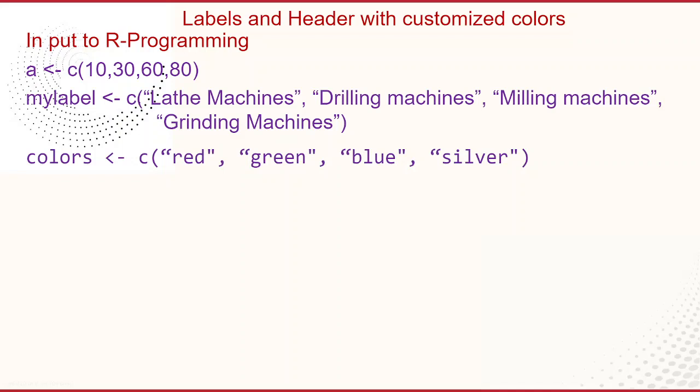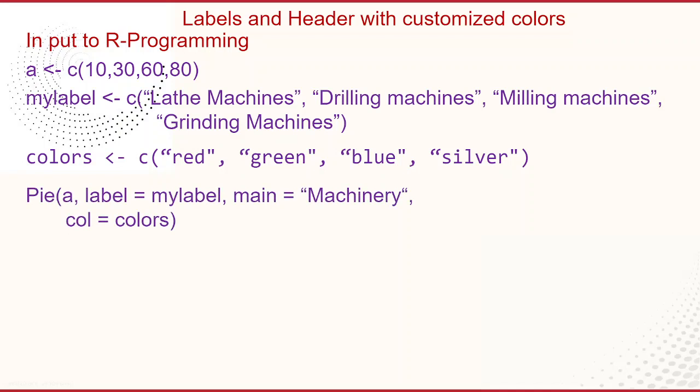Next, I want to change to customized colors. Not the default colors; I want my own customized colors. That also can be assigned through this syntax. Colors is a column of red, green, blue, silver. In the same order, 10 belongs to the red color, 30 belongs to the green color, 60 belongs to the blue color, 80 belongs to the silver color. So whatever color you want, you can display here.